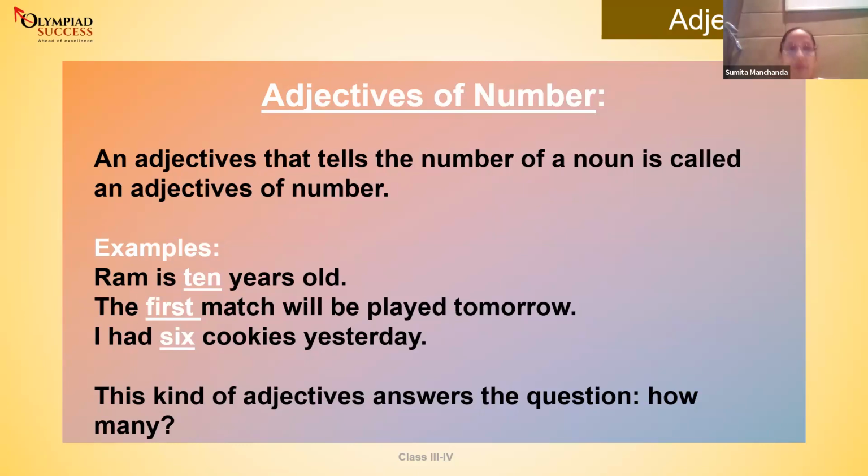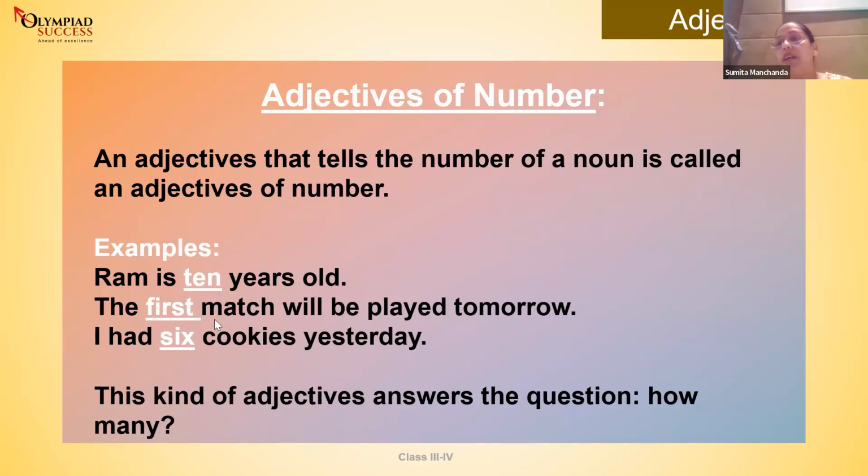Now, adjective of number, it tells the number of a noun. Now, Ram is 10 years old. Now, we all can count now. Every year your birthday is there. Yes. You say, I'm 7 years old, 8 years old, 9 years old, 10 years old. Like this, you all say. So, years we can count. So, 10 is the one which we can count. Years we can count. So, I'm coming up with the number.